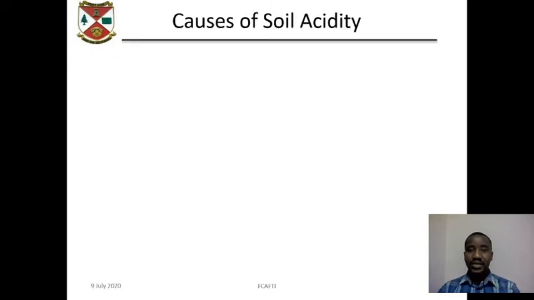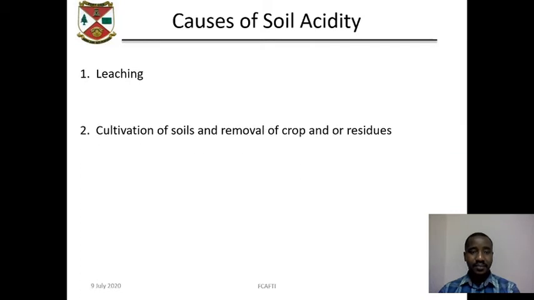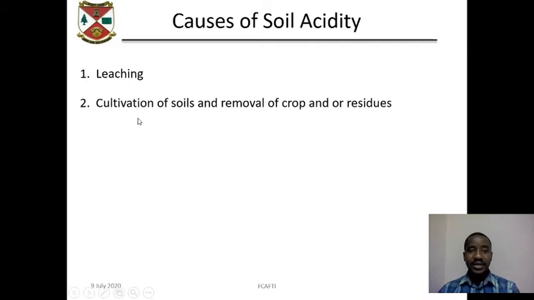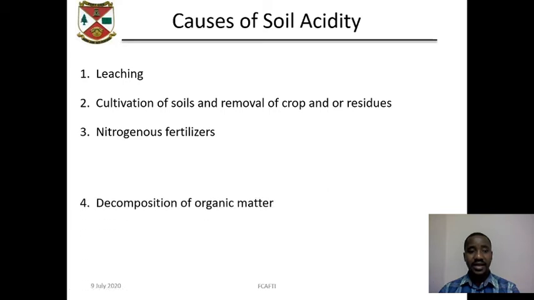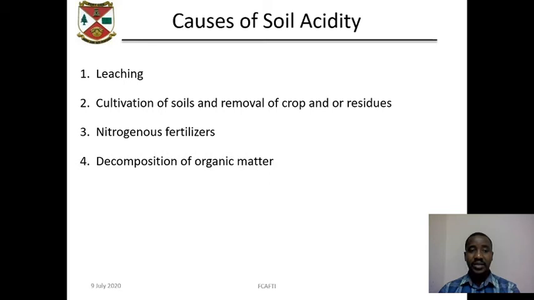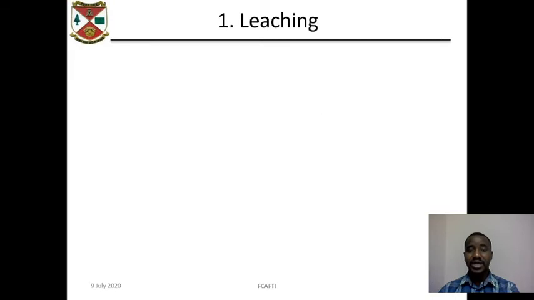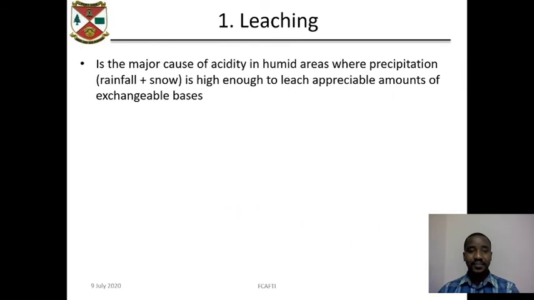Now, what are the causes of soil acidity? Well, the first one is leaching of bases. All bases, we talked about bases, calcium, magnesium, you know. The second one is cultivation of soils and removal of crop and residues. The third one is nitrogen fertilizers. The fourth one is decomposition of organic matter, and the last one is the acid rain. Okay, let us look at them one by one. Let us start with leaching.